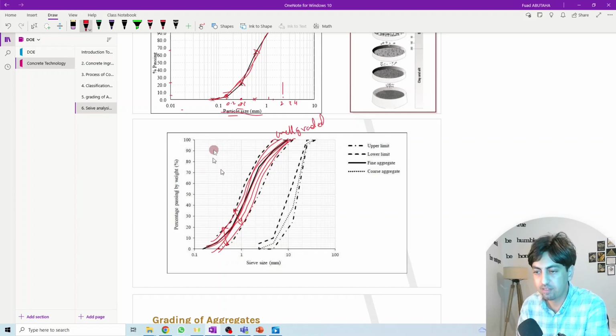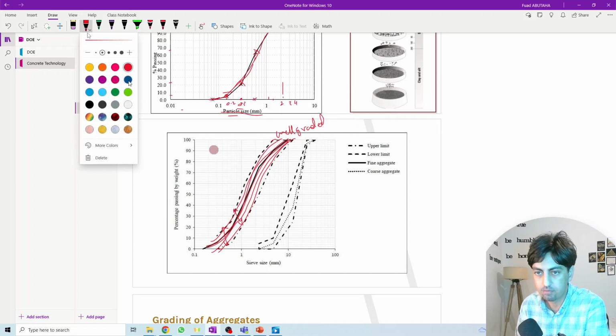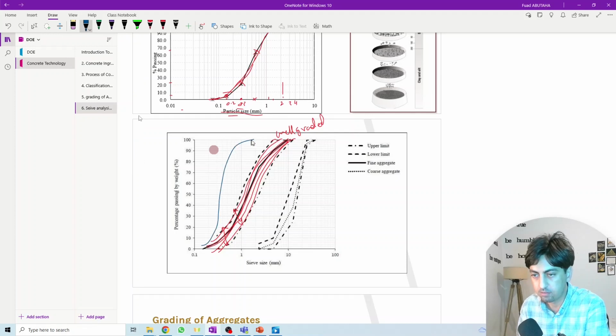We might have some cases where the S curve is something like this, for example, which does not lie in this range. It's not in this range. Or we might have something like this that is far away from the range of what we have in the standard.